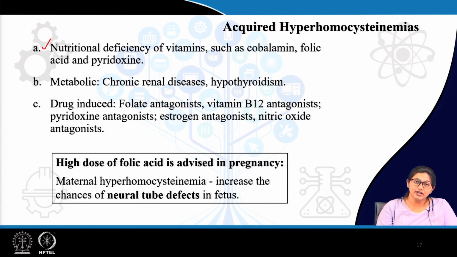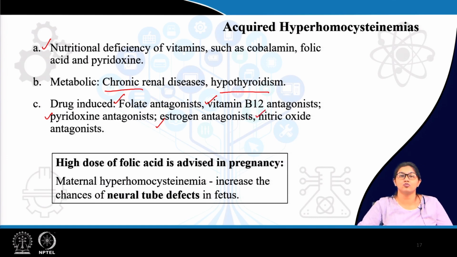Then there can be metabolic defects like chronic renal disease or hypothyroidism, and also a few drugs like folate antagonists, vitamin B12 antagonists or pyridoxine antagonists. They actually produce a scenario like folate or vitamin B12 or pyridoxine deficiencies. Then estrogen antagonists also cause hyperhomocysteinemia. Nitric acid antagonists also cause hyperhomocysteinemia.